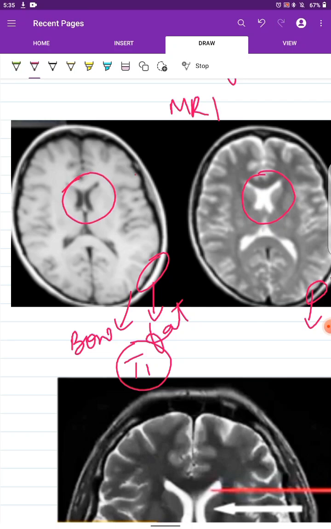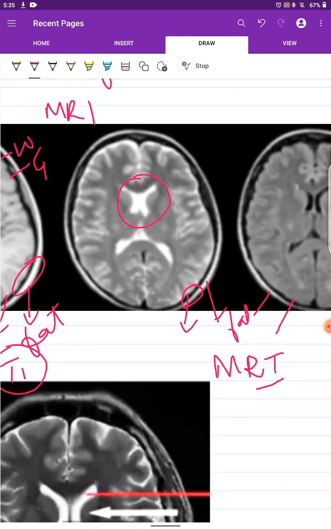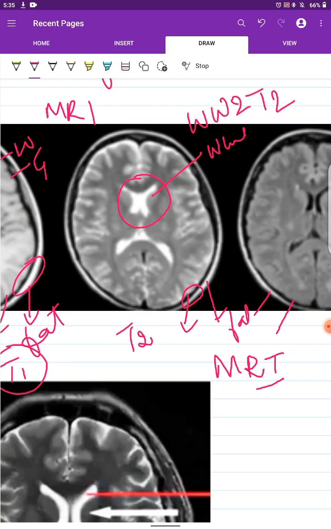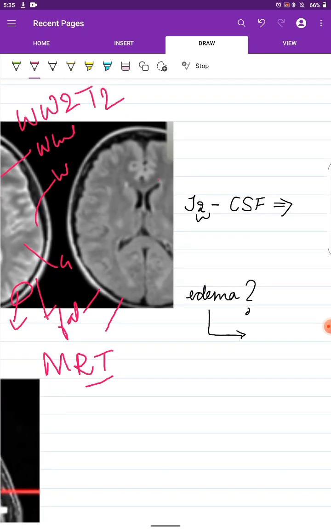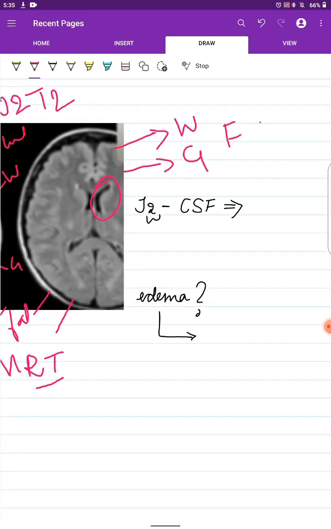In T1, CSF is black, gray matter is gray, white matter is white. Okay, simple. In T2, CSF is white, gray matter is white, white matter is gray. So it is the opposite. Again, if CSF is not white, we would think of T1, but when we see gray matter is white and white matter is gray, hence this is known as FLAIR. What is FLAIR? It is nothing but T2 weighted in which the CSF is removed.